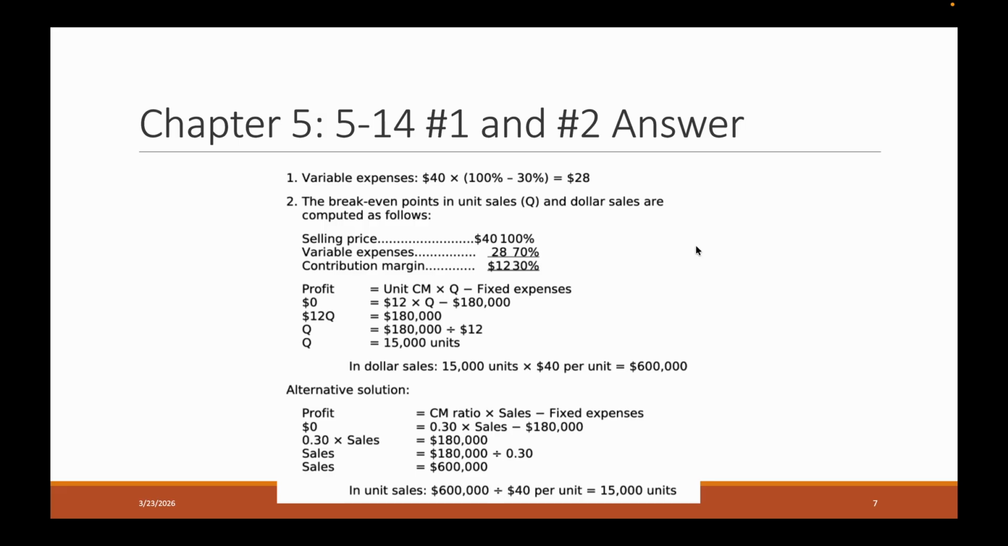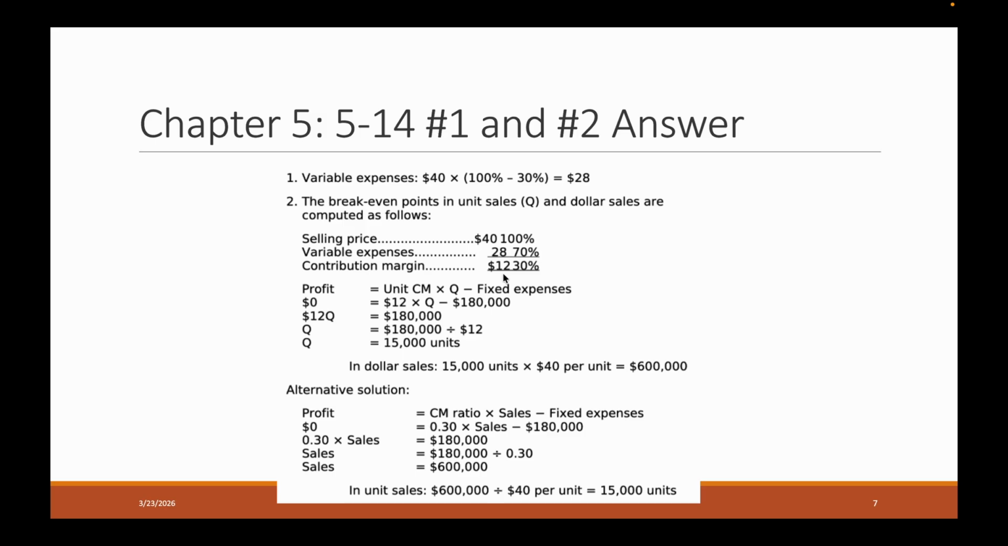We're going to start by taking those numbers we just calculated. So we know the selling price is $40. Think about that as 100% of the sales revenue. Then you subtract out your variable expenses, which is 70% or $28 per unit. And finally, that gives you a contribution margin of 30% or $12 per unit.